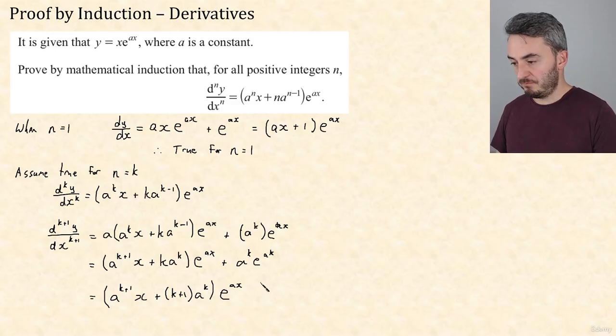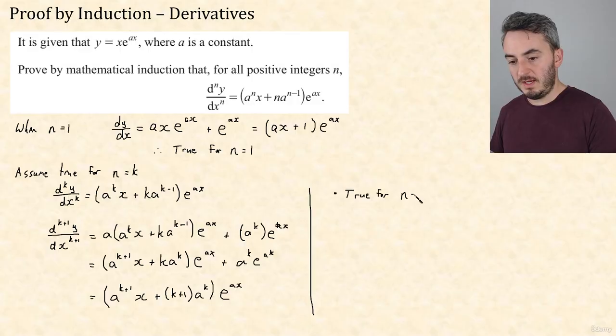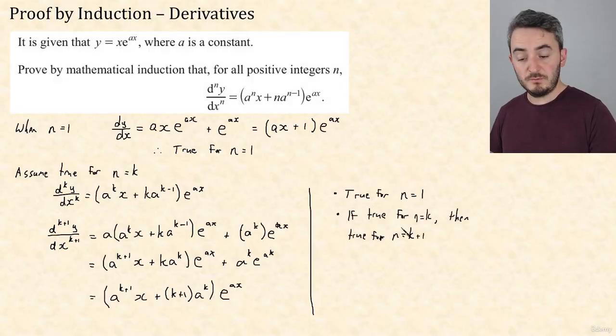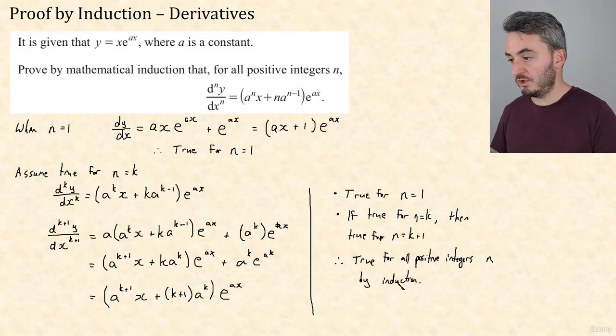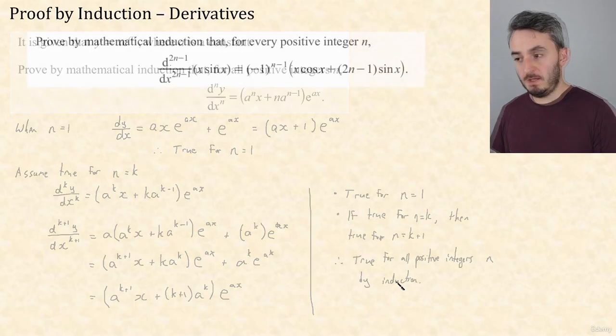So we're done. So our conclusions: true for n equals 1. If true for n equals k, then true for n equals k plus 1. Therefore, true for all positive integers n by induction. And we're done.